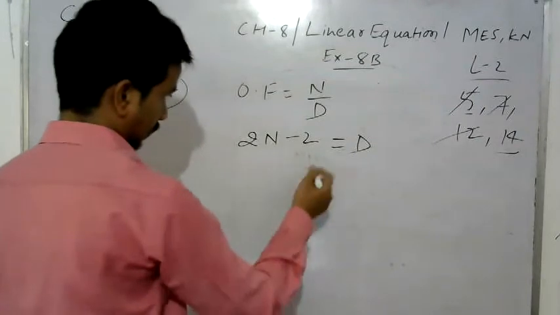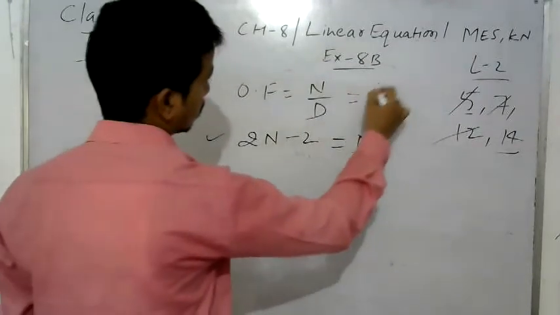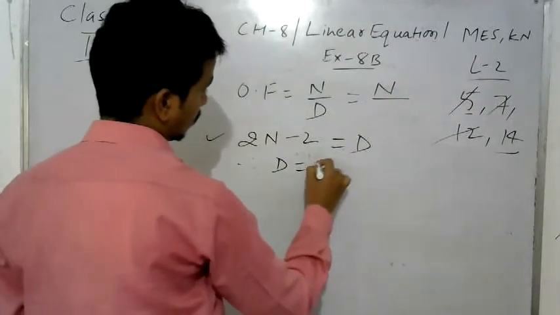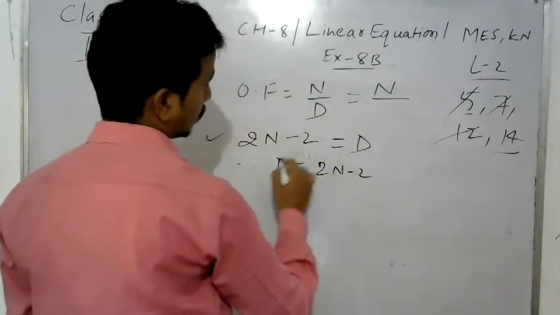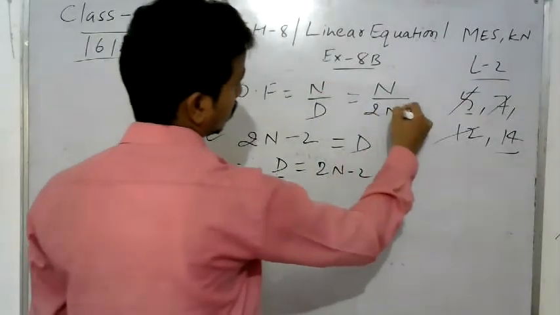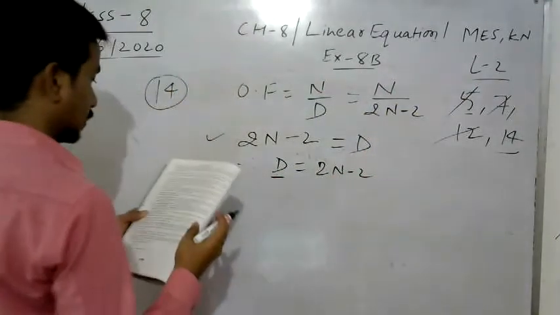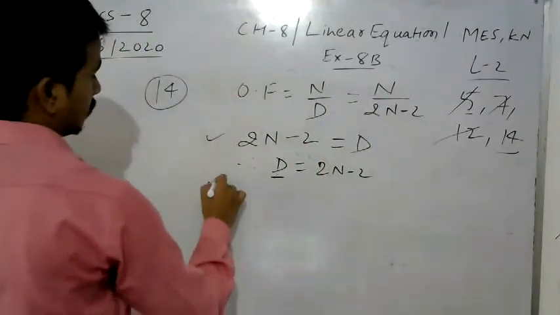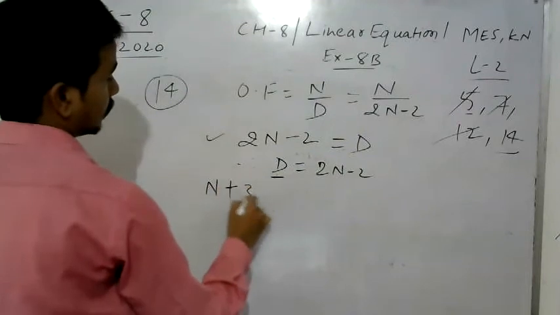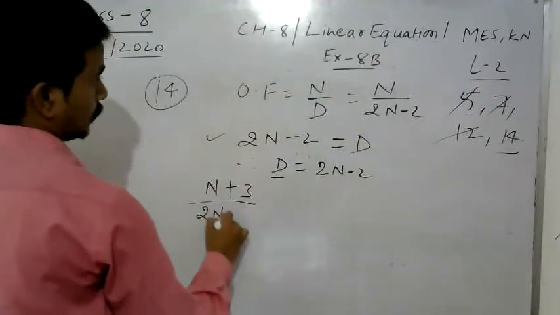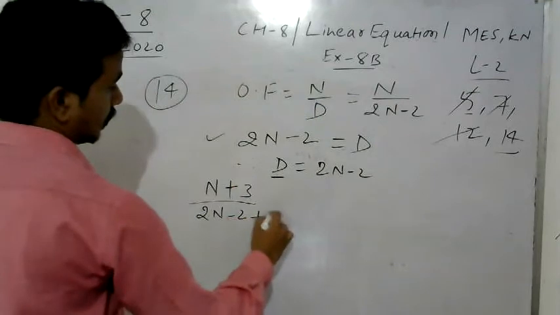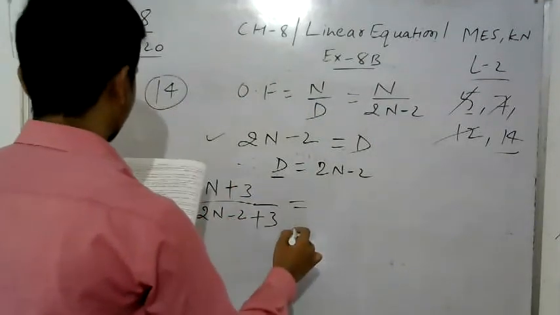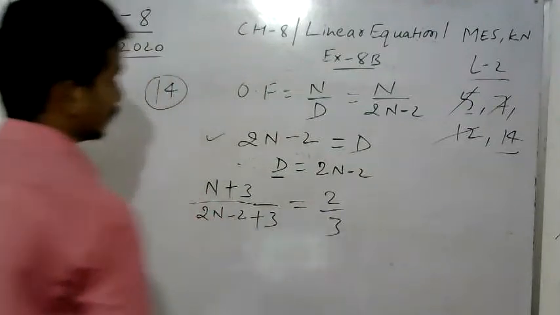So this is the denominator. Our original fraction will be n by what is the value? Therefore, the value of the denominator will be 2n minus 2. So you can put here the value of d as 2n minus 2. Now the question is saying if you add 3 to the numerator and denominator, we get n plus 3 over 2n minus 2 plus 3, and the new fraction is 2 by 3.